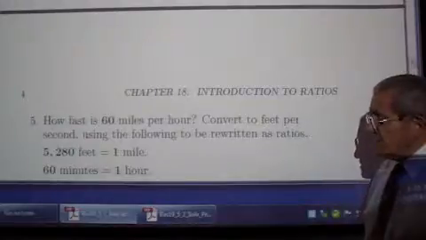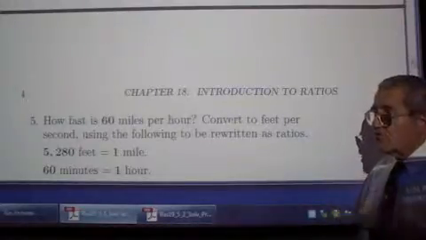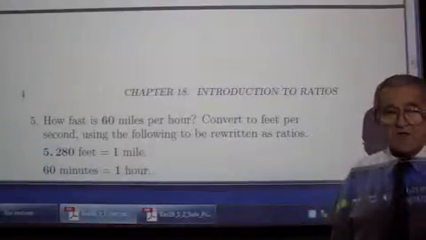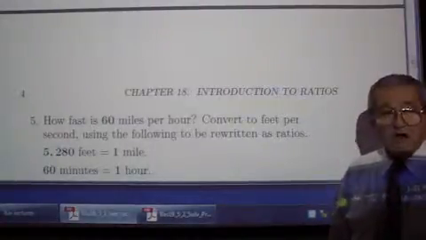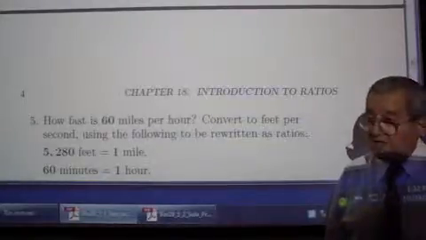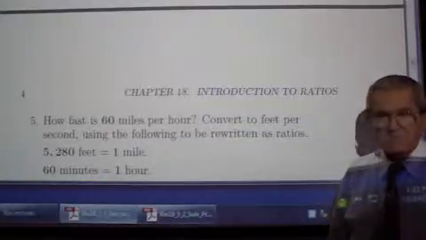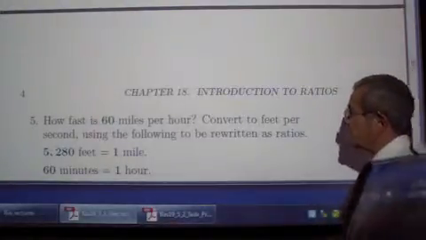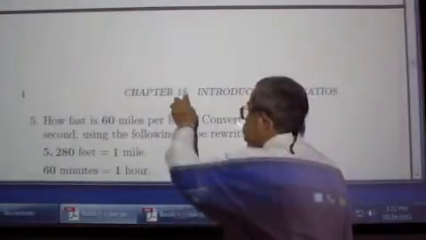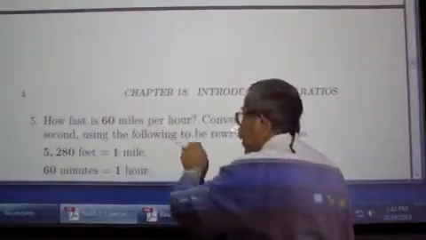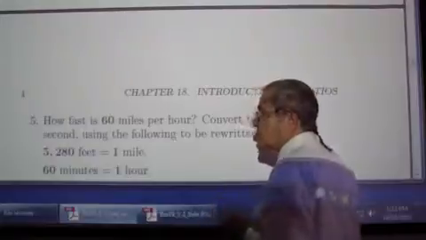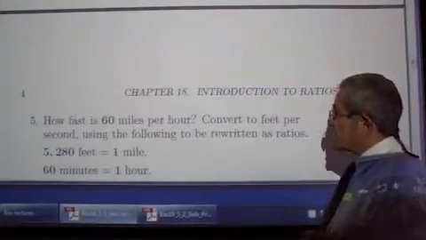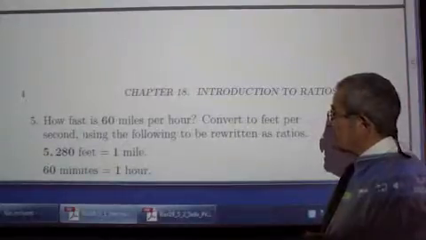Well, if I have a certain number of feet, I can gauge it. I'm in a room that has, let's say, 30 feet. So if I go from this wall to the other wall and it's 30 feet, I know how far 30 feet is. I can look and see. But 60 miles per hour? So my object is to convert 60 miles per hour, a fraction, 60 in the numerator, and 1 hour, 1 in the denominator. Convert that to feet per second.